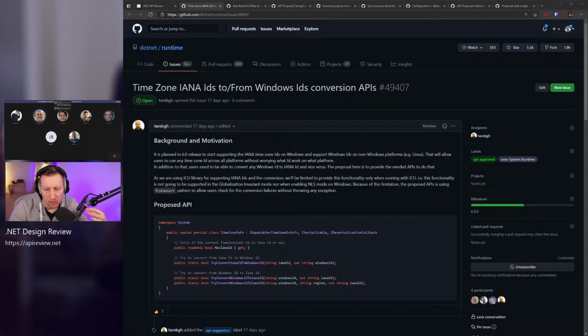Say that again, sorry. It's not an LCID, right? Like 1033 or whatever. It's actually a registry key name that is kind of locked in. In the Win32 APIs, they're called time zone key names.